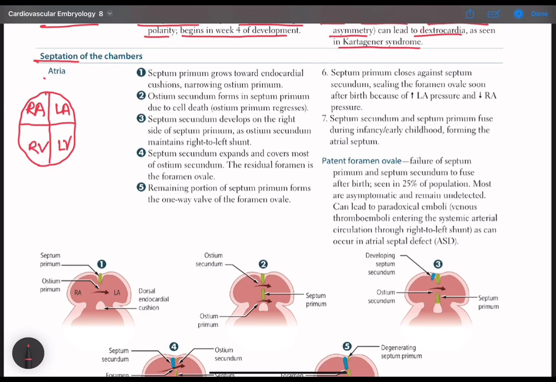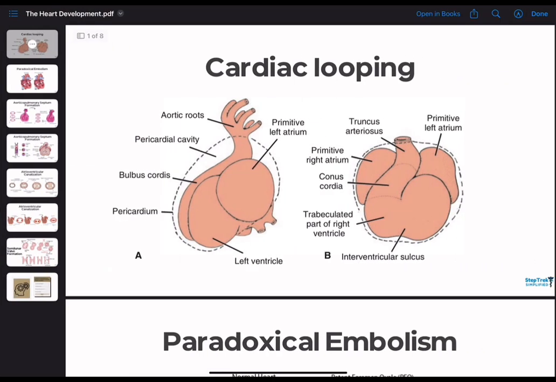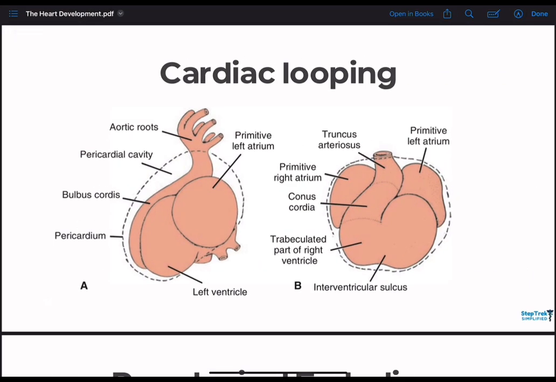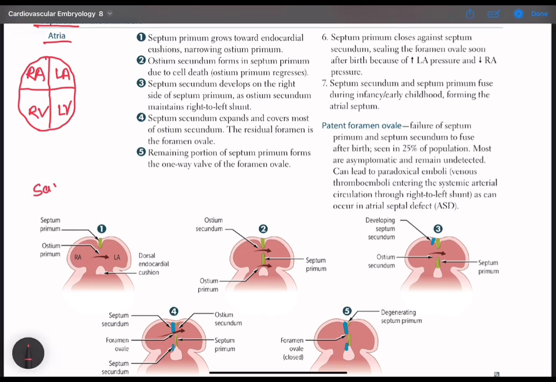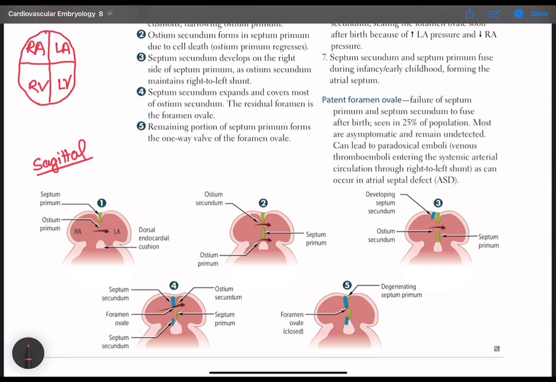First of all, we have atrial septation. During cardiac looping, a structure somewhat like this is formed. This is a lateral view and this is a frontal view. If we cut this structure and look at the sagittal view of this structure, we will have this view. This is the sagittal view. Initially, or before birth, the pressure in right atrium is more than left atrium. Both the chambers are connected to each other, and due to increase in pressure in right atrium, there is flow or there is right to left shunt.